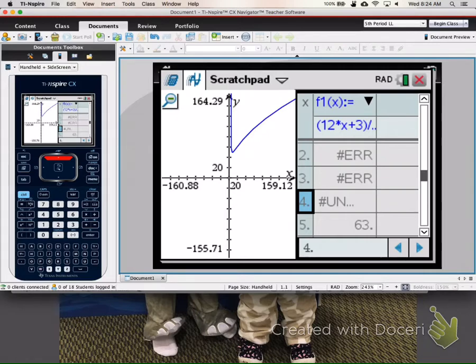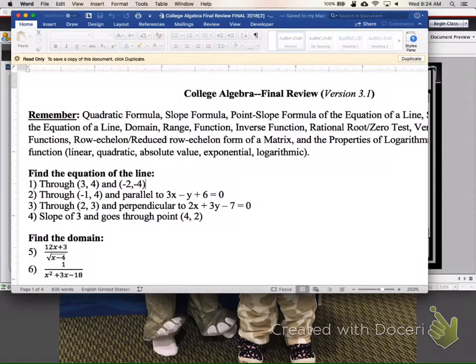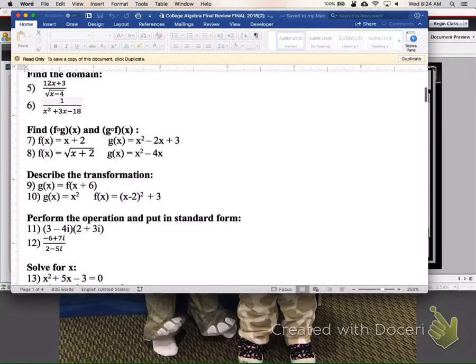6 is easier because 6 on that review, that one is simply a rational function. Remember, you just can't have 0 on the bottom. So how do you figure out the values that give you 0 on the bottom for that one? Take the bottom and factor. What factors of negative 18 add up to 3? Positive 6, negative 3, which tells me that the values of negative 6 and 3 are the ones that would give me 0 on the bottom.